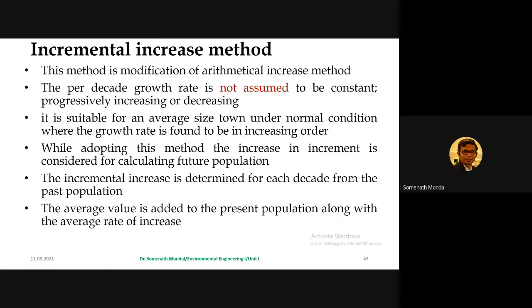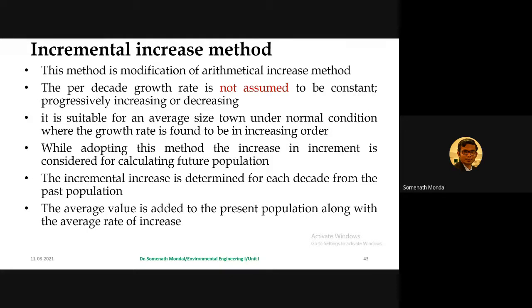That would reflect the per decade growth rate, which is not constant and which we are going to calculate for subsequent decades, based on the data which are available from the census. So the incremental increase is determined for each decade from the past population, and the average value is added to the present population along with the average rate of increase.